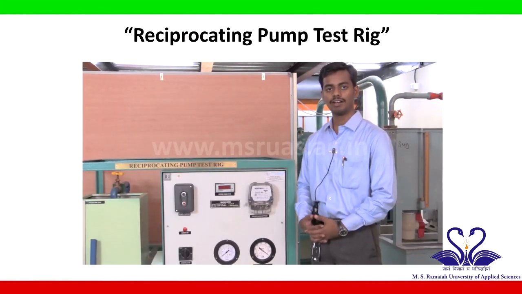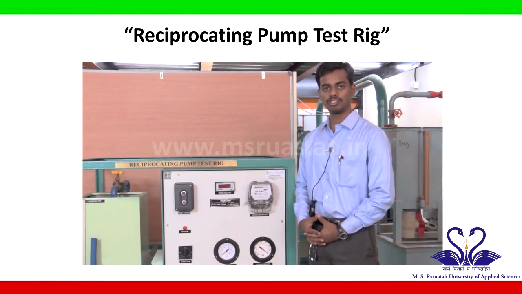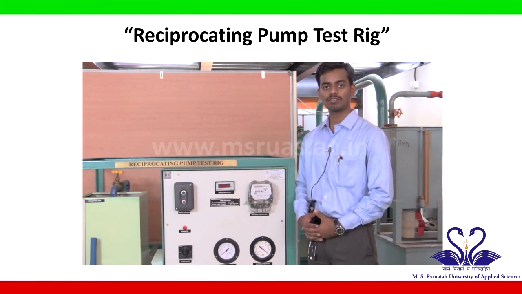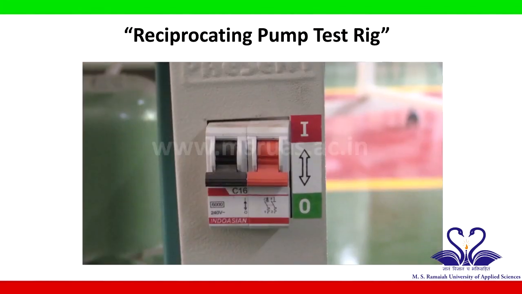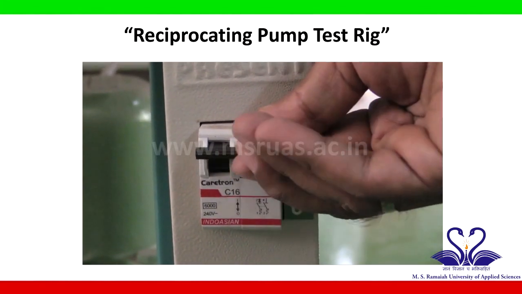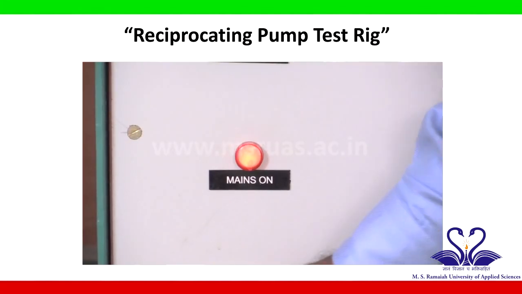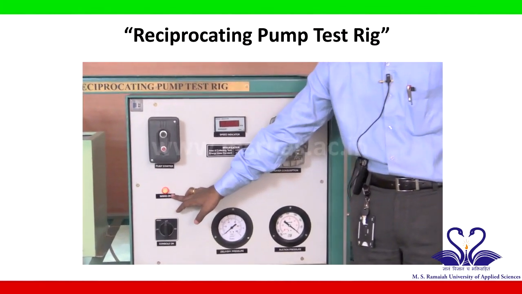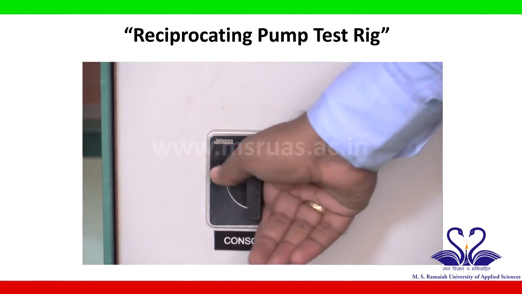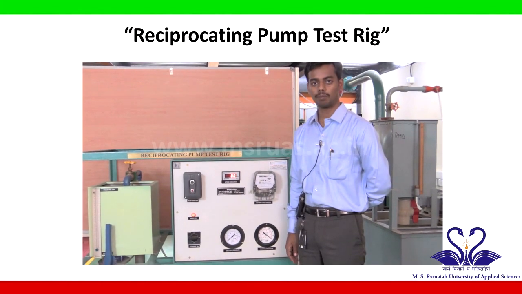Now, let us go ahead and start the experiment. Before starting the experiment, we have to ensure that the suction valve and the delivery valve for the pump are completely open, and we have to switch on the ELCB trigger which is present at the back of the setup. Now we can see that the mains has come on. In order to switch on the main console of the panel, we have to turn the switch. Now let us start the pump.